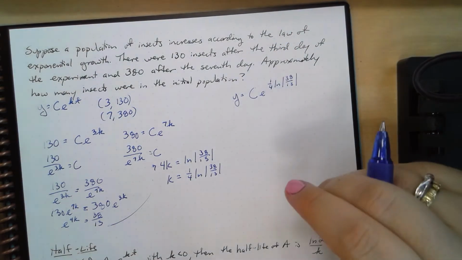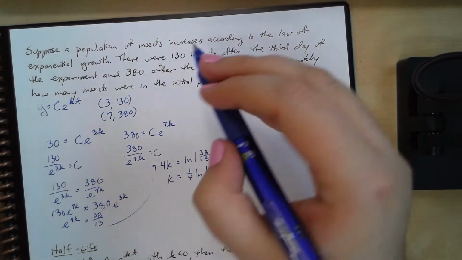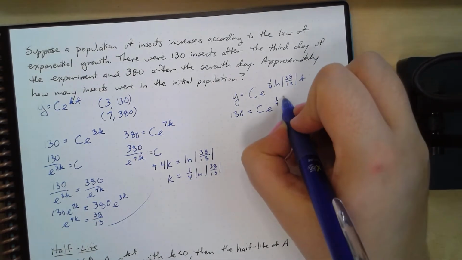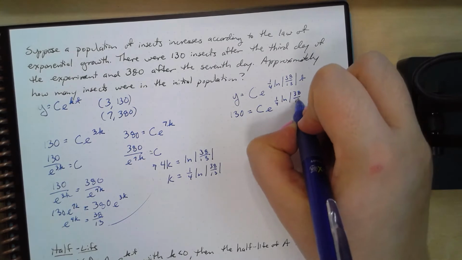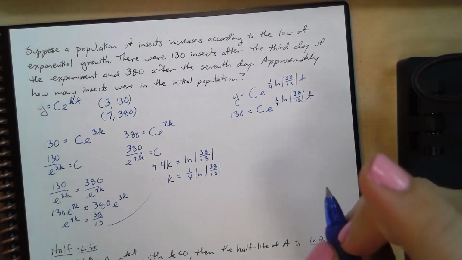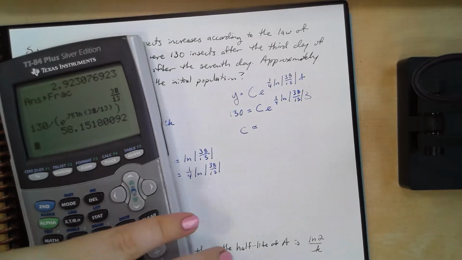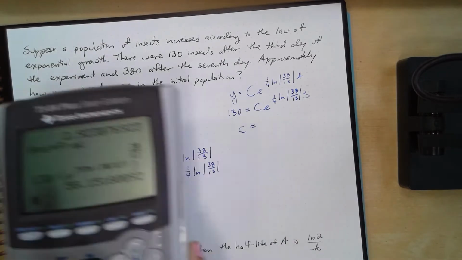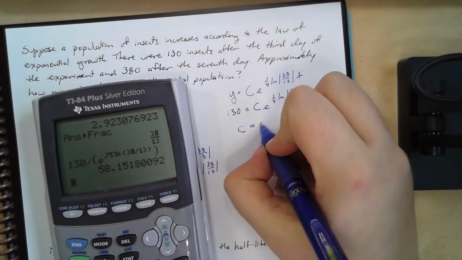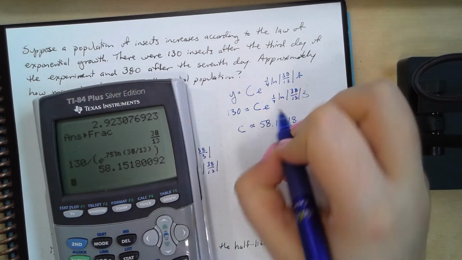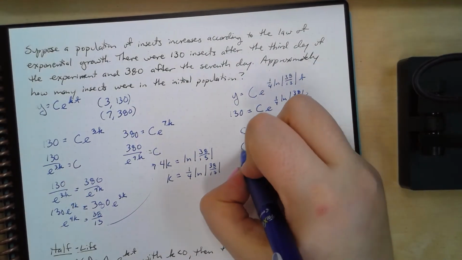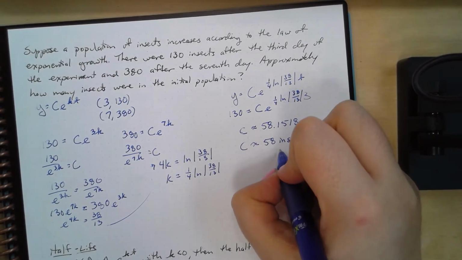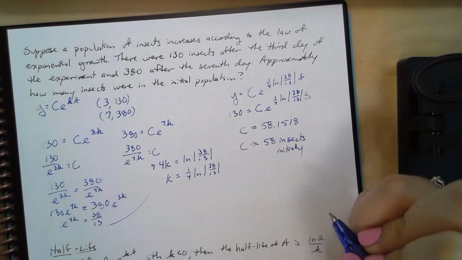And now I still need to actually find what C is, so I'm just going to use this 130. So 130 equals Ce^(1/4 ln of 38 over 13 t). I'm just going to do this in my calculator. Okay, I put in my calculator 130 times e to the 0.75 ln of 38 over 13, and I got C is equal to 58.1518. So C is about 58 insects initially, right? That's what we were trying to find, was that initial amount.